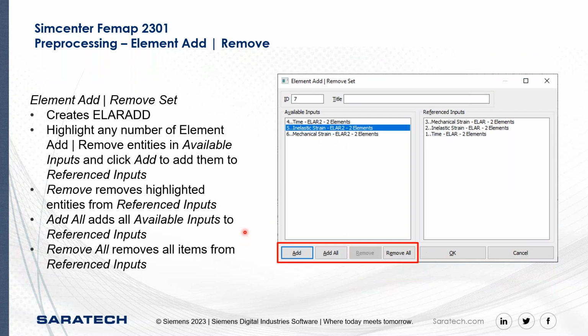The element add remove set creates the ELAR add input for your Nastran file. Once these are all set up, they become available inputs. If you want to add them to the referenced input, you can click add to do single entities, or add all. If you no longer want them to be reference inputs for the analysis, you can remove single entities or remove them all with the remove all button.